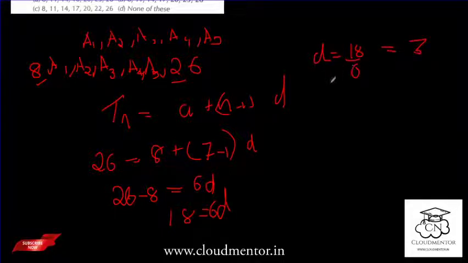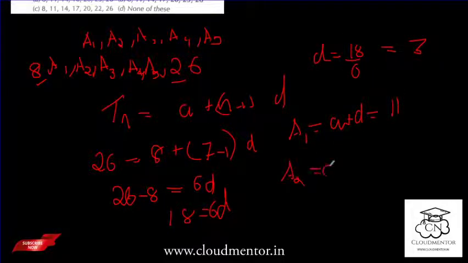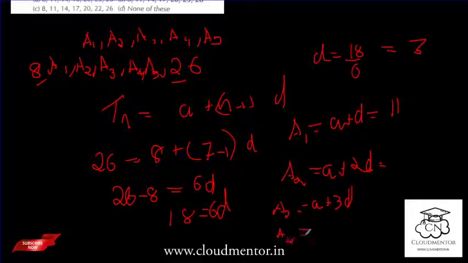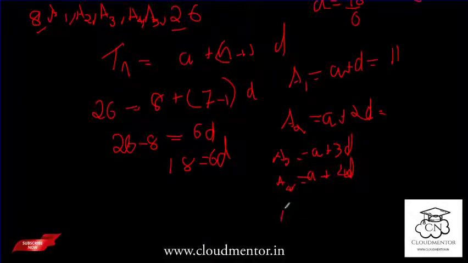So we got d now, and now we can write a1 as a1 equal to a plus d, that is a is 8 plus 3, that is 11. And a2 is equal to a plus 2d, and like that a3 will be equal to a plus 3d, and a4 will be equal to a plus 4d, and a5 will be equal to a plus 5d.